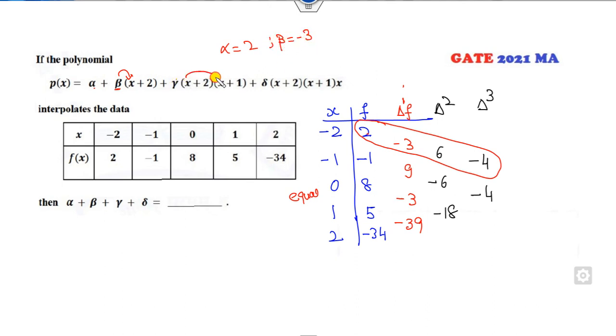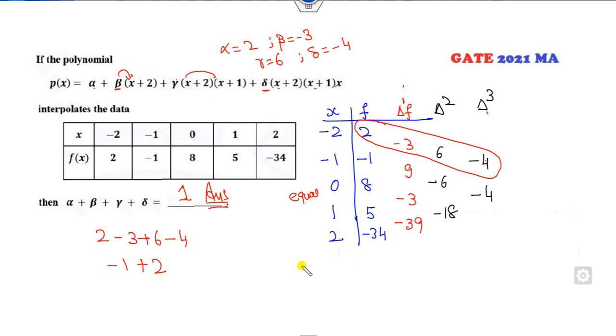Gamma is the coefficient of x square. So gamma will be 6. And delta is the coefficient of x cube, which is minus 4. So what will be the sum? You can see it is 2 minus 3 plus 6 minus 4. So minus is the right answer.